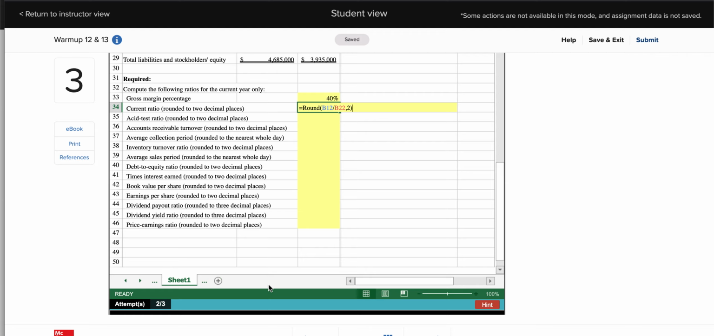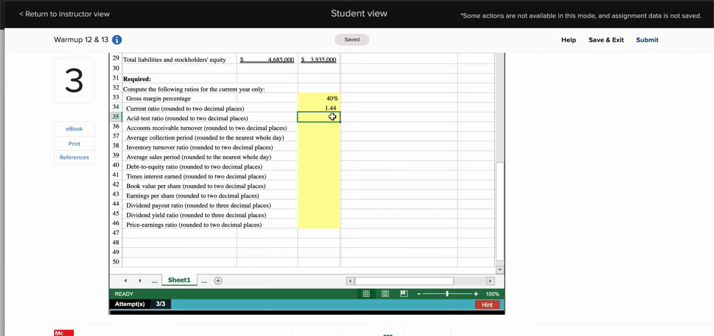So this is what it should look like here. Equal round, and then a parenthesis. B12 represents the total current assets divided by B22, which is the total current liabilities, comma, I want you to round this to 2 decimal places and then the other parenthesis. And that is correct, 1.44.